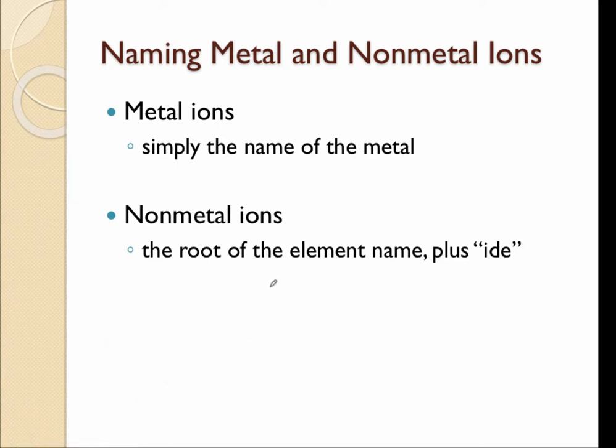So, naming metal and nonmetal ions. Metal ions are pretty straightforward. You just simply name the name of the metal. So for instance, you should know that this is sodium chloride. This element is a metal and it is sodium. So that first half, that metal ion, is just called sodium.